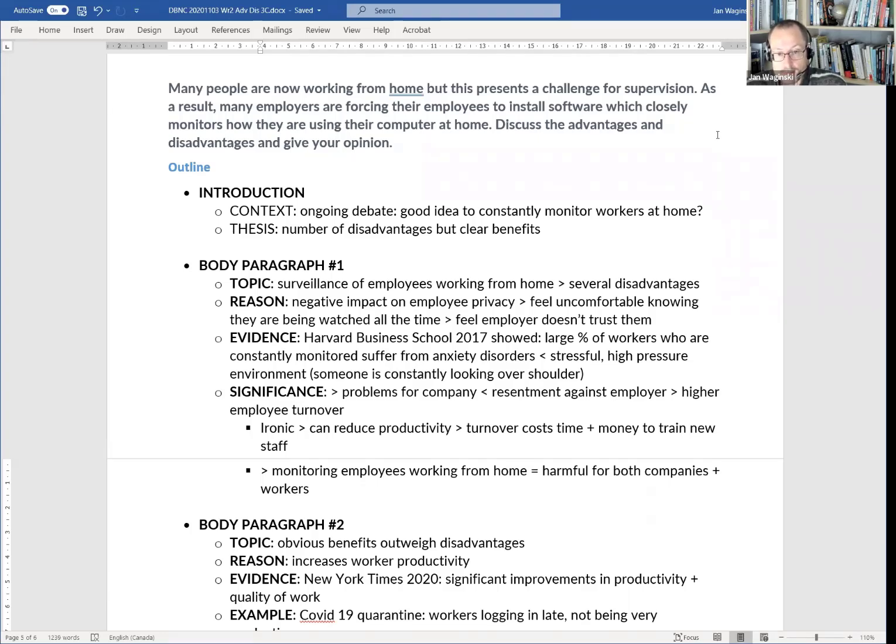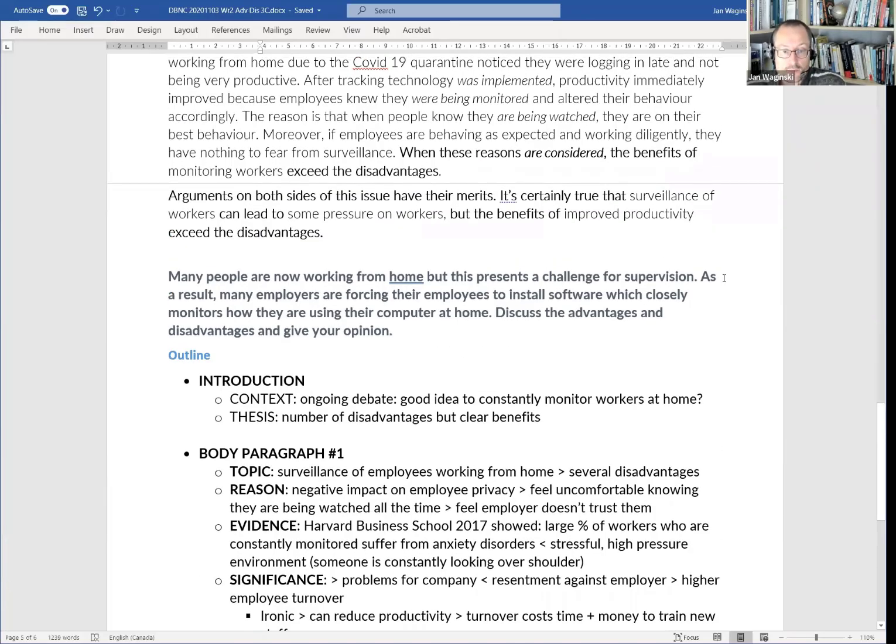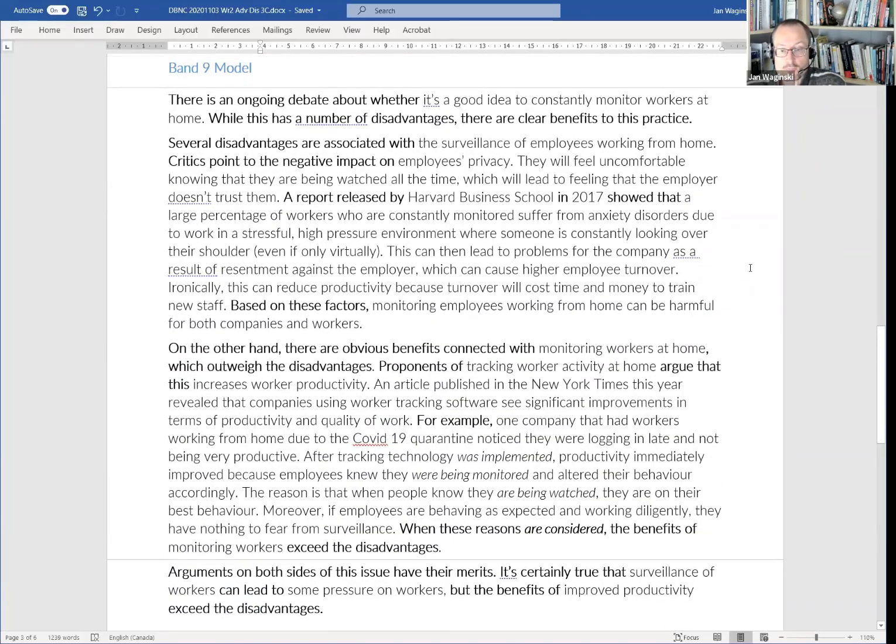Outlines like this help, but an approach that does work quite well: Step 1, you take a Band 9 model like this, and you copy it out by hand. This is a fantastic example of content, of structure, of language that you should be using. Write it out by hand, but the mindset has to be correct. You can't treat it like a chore. You have to, as much as possible, try and enjoy what you're doing, because you're trying to absorb the writing style, the vocabulary, the grammar.